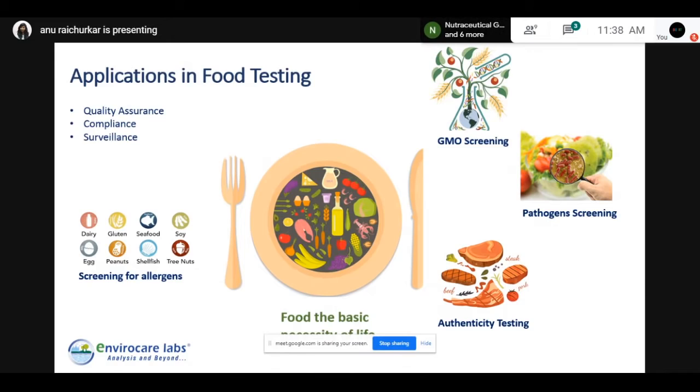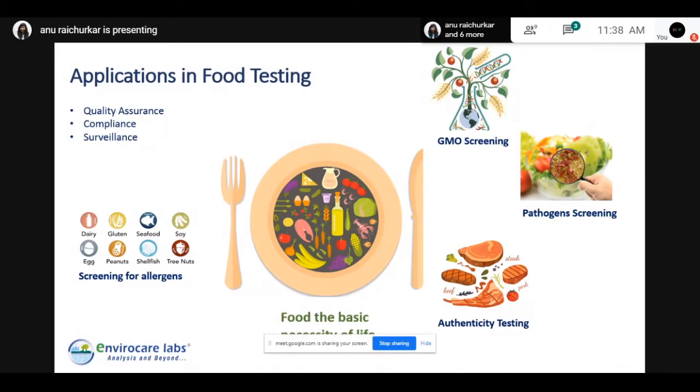So, what are the applications in food testing? There are different ways in which we can do that. We have different applications. One is in GMO screening. We go for pathogen screening, then authenticity testing, and screening of allergens.